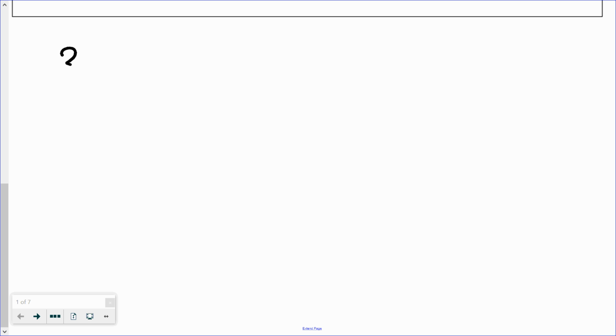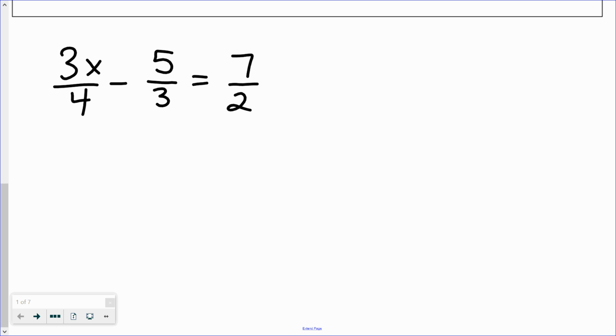So question 1 is 3x over 4 minus 5 over 3 equals 7 over 2. Before, we had stuff like this, and we knew we would try to get it over a common denominator, and then we could combine it. But we've added in that part that now it's equal to something. So what we're actually looking for in these is values, it can be more than one, a value or multiple values that can make that equation true.